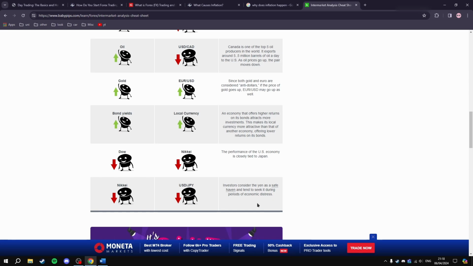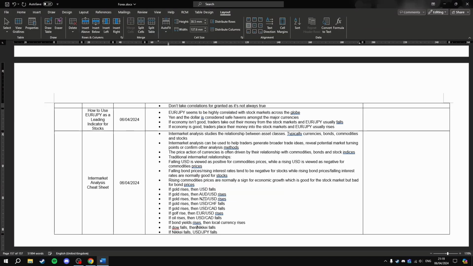So the Nikkei is a stock market. If the Nikkei falls, that means fewer people tend to invest in the stock market, so they start buying yen again. If everyone's buying yen, its demand should rise, which increases the currency value. So the Japanese yen is strengthening against the US dollar, so you would need less JPY to buy 1 USD, therefore the value of USD/JPY falls.